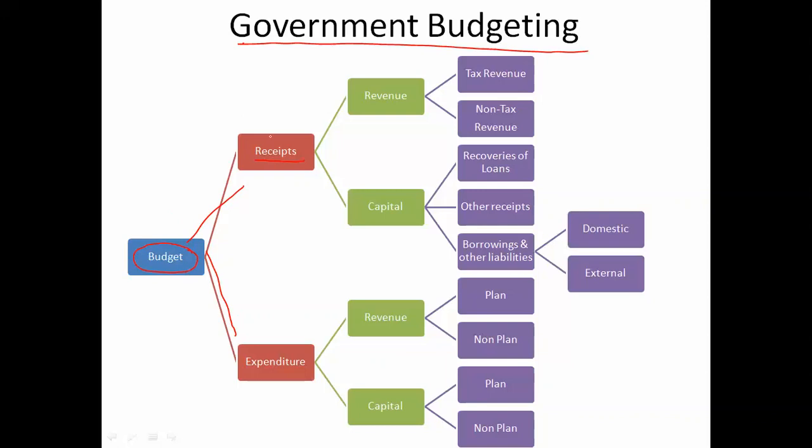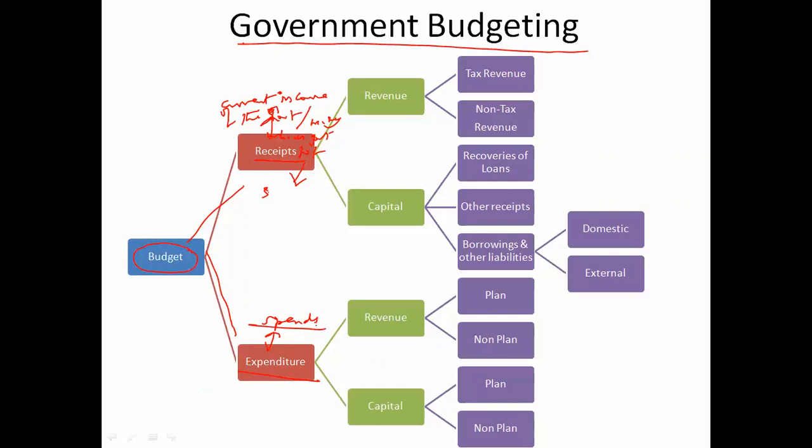Receipts are the current income of the government, or money which government got. Money which government got either through borrowings or through sale of shares or through recoveries of loans. So receipts. Expenditure is what government spends.